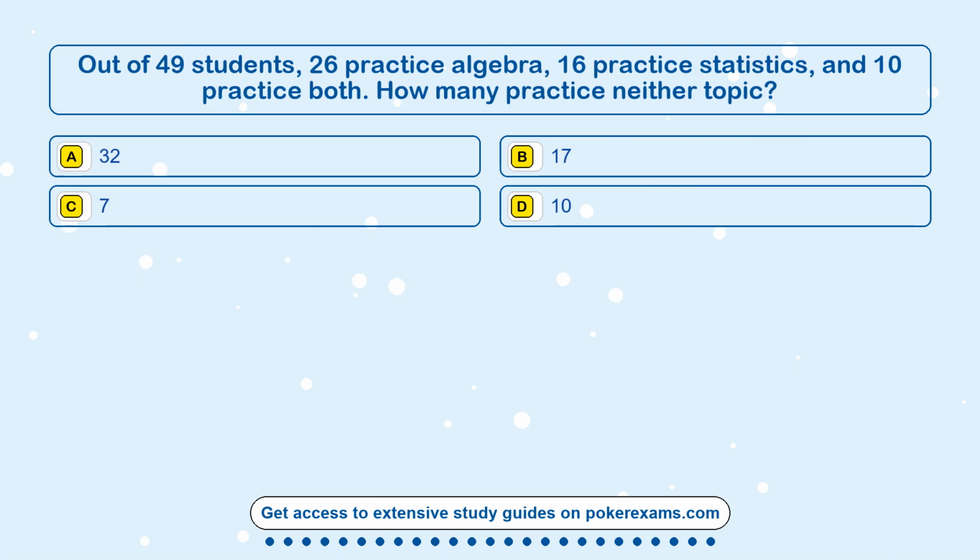Question 24. Out of 49 students, 26 practice algebra, 16 practice statistics, and 10 practice both. How many practice neither topic? Option A 32. Option B 17. Option C 7. Option D 10.